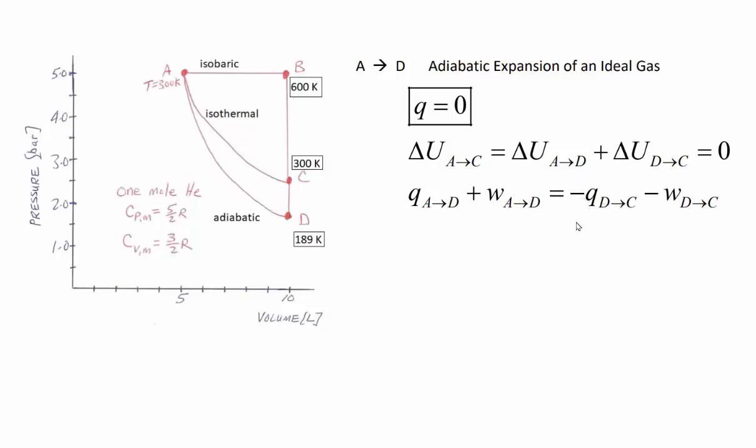So we can compute the work involved in the adiabatic expansion as being the same as the heat involved in the isochoric cooling. Actually, the minus that, right? The opposite, minus Q D to C. So see if you can use that process to calculate work, and pause the video and see if you have the correct answer.